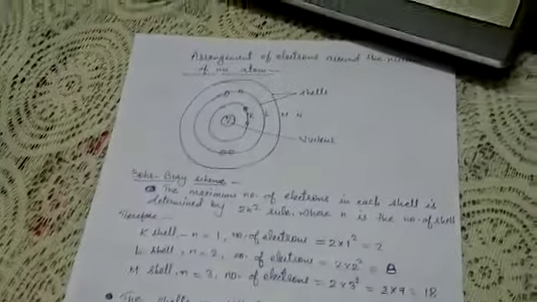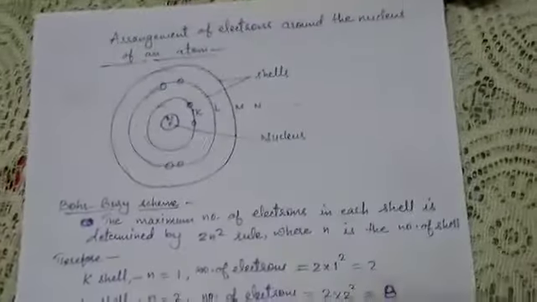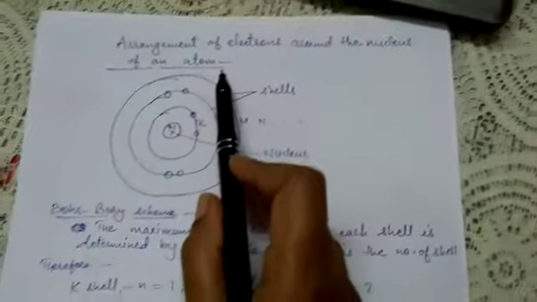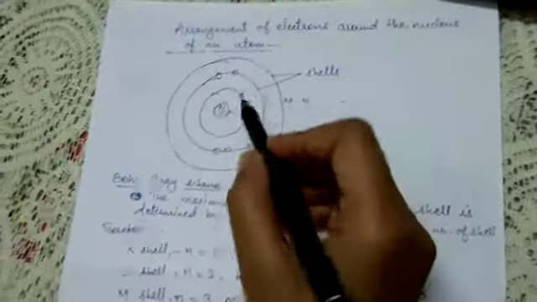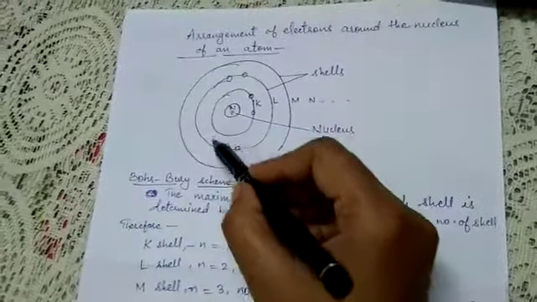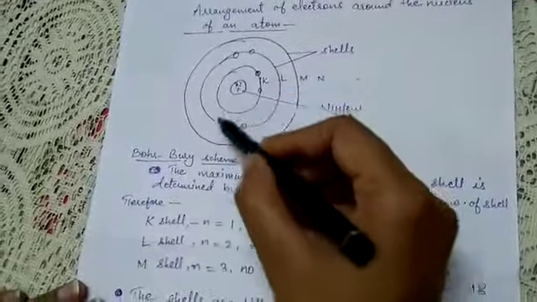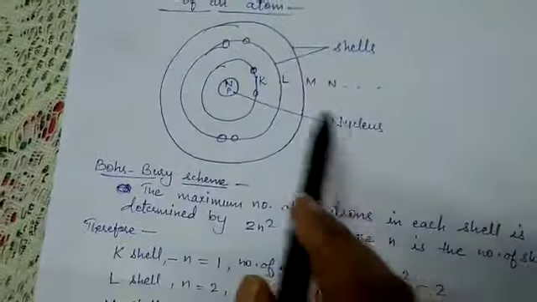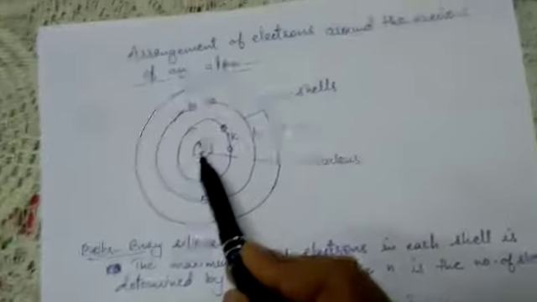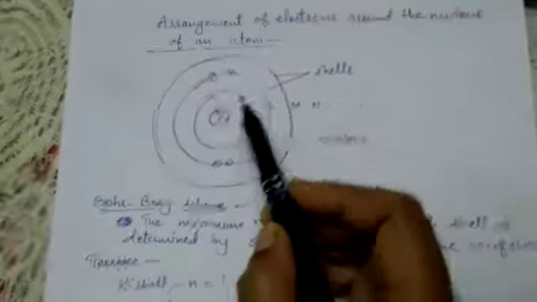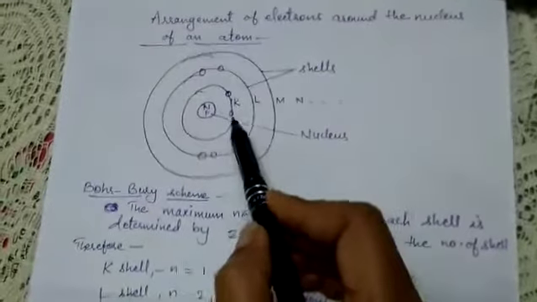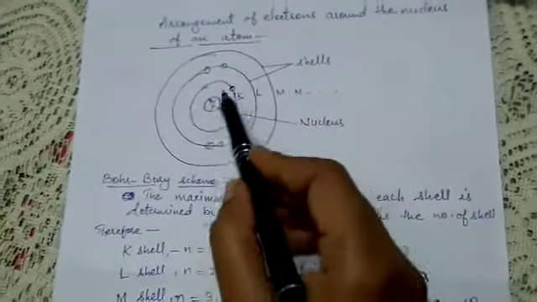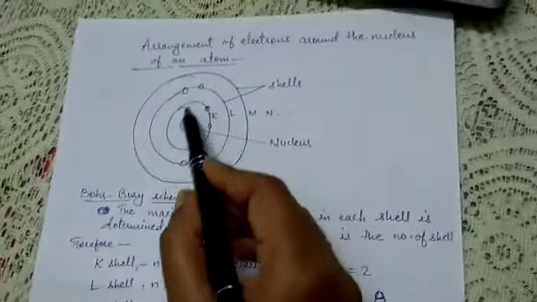Now after mass number, just see the arrangement of electrons around the nucleus of an atom. This is a picture of an atom. In the center is the nucleus, which contains neutrons and protons, and outside the nucleus electrons revolve around the nucleus in their fixed orbits.